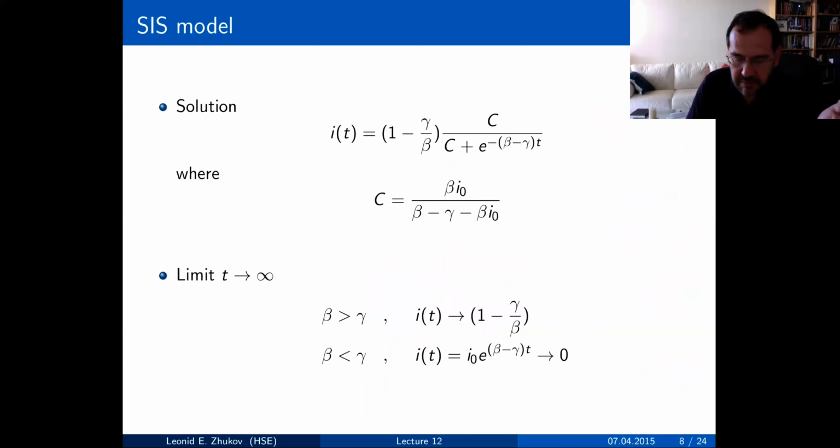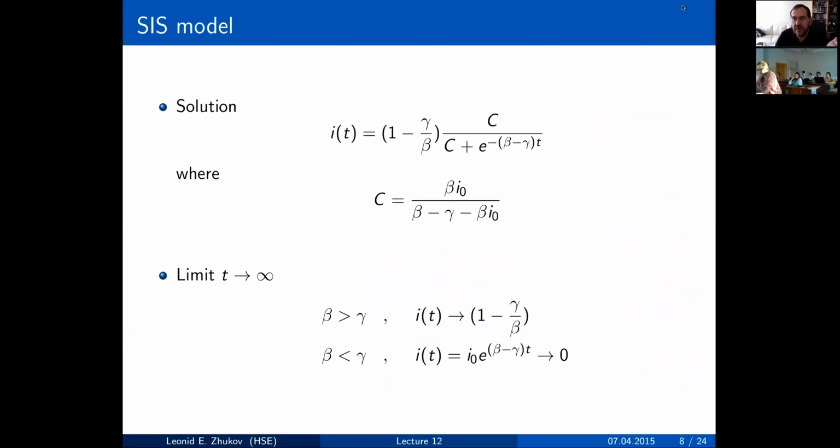Let's look at the solution. We can get the solution. It's the same type of solution as we had before, where we just substitute beta minus gamma. And there is a little bit different coefficient in front of it, but you can get it easily just by solving the equation.